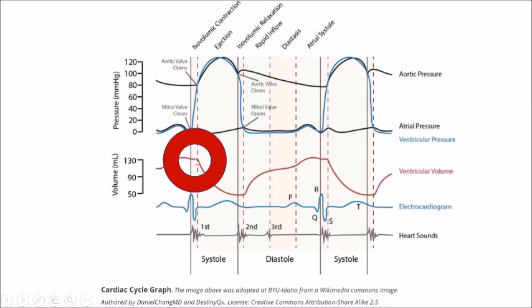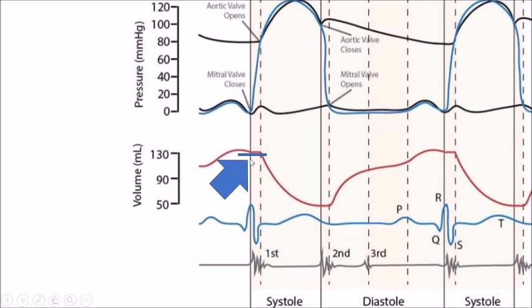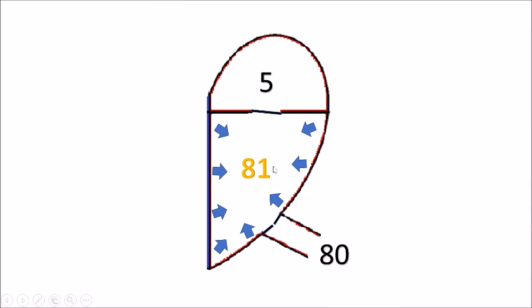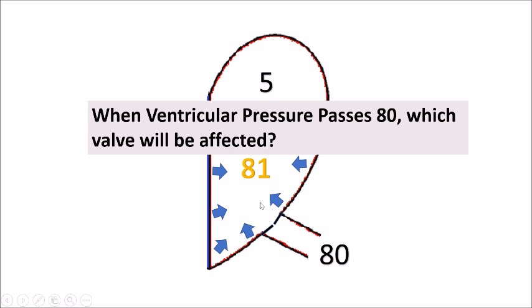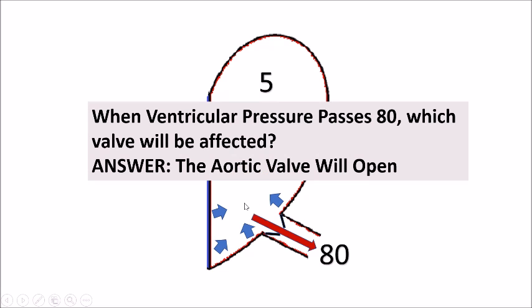And notice that the ventricular volume line is a flat line. It doesn't change. It can't change in the isovolumic phase. Now, once the pressure inside the ventricle passes 80, what's going to happen? Well, I'm going to be able to push open the aortic valve.